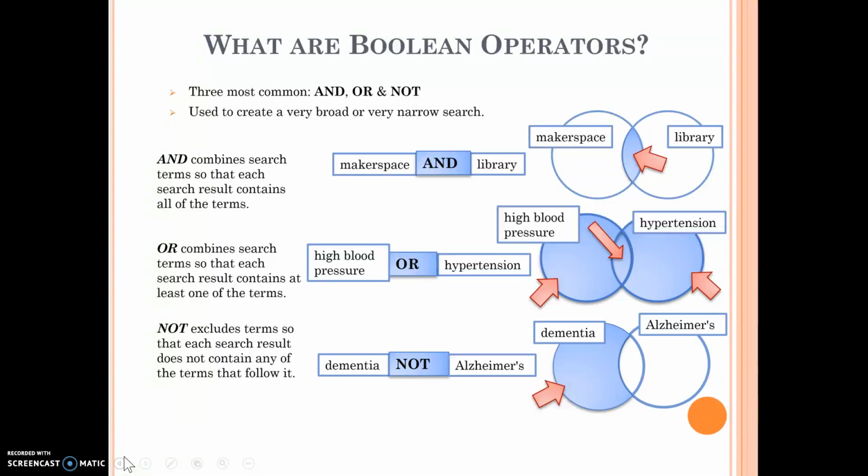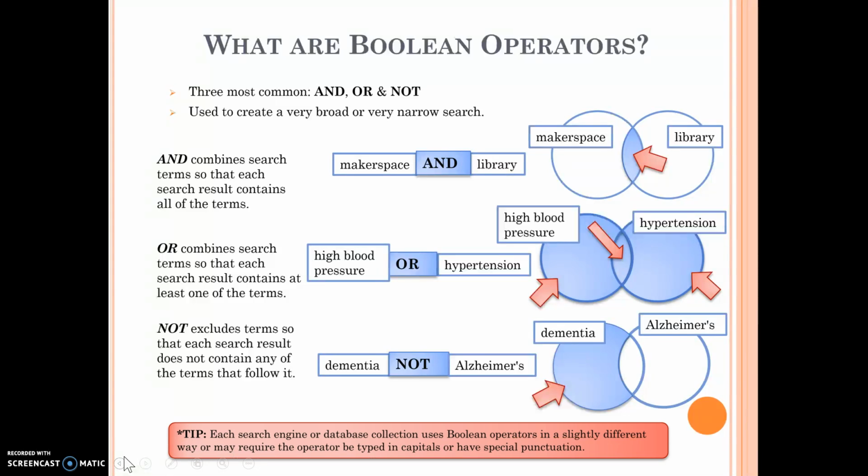A helpful tip to keep in mind is that each search engine or database collection uses Boolean operators in a slightly different way, or may require the operator be typed in capitals or have special punctuation. This specific phrasing will be found in either the guide to the specific database found in Research Resources or the search engine's help screens.